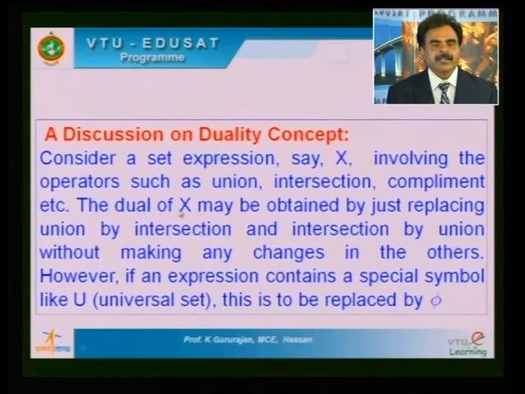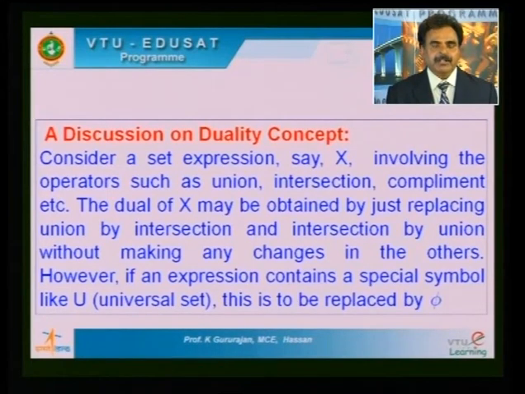Now, the dual of X may be defined as follows. To obtain the dual, all you have to do is replace union by intersection and intersection by union. So this will give you the dual. Also, if an expression contains special symbols like U, the universal set, this must be replaced by the null set, that is phi, and vice versa. Understood? How to find the dual of a formula?